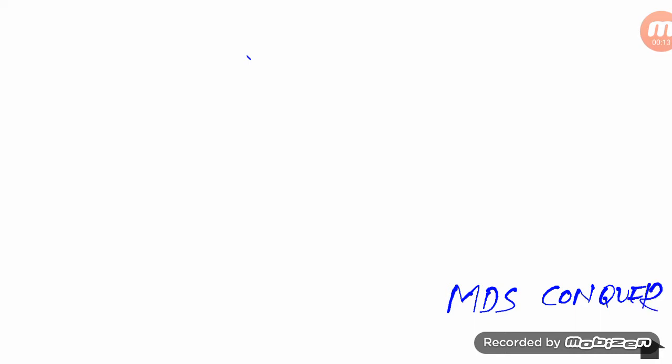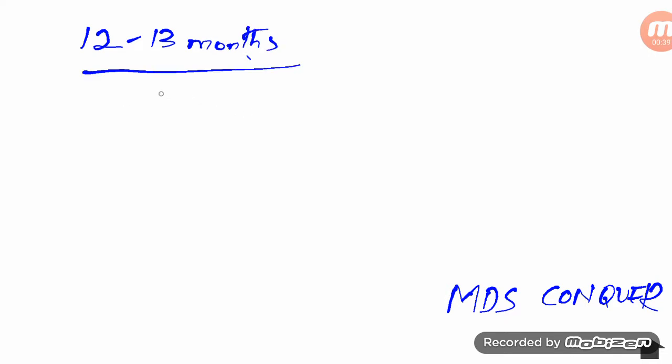So here I am to give you a brief introduction about how we work, I mean, how the modules or modes go. Coming to our pattern of schedule, it is a 12 to 13 months schedule, which is generally categorized into three parts.